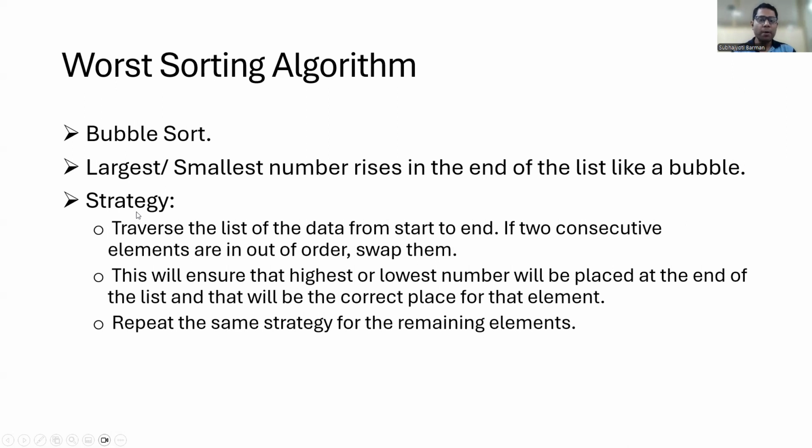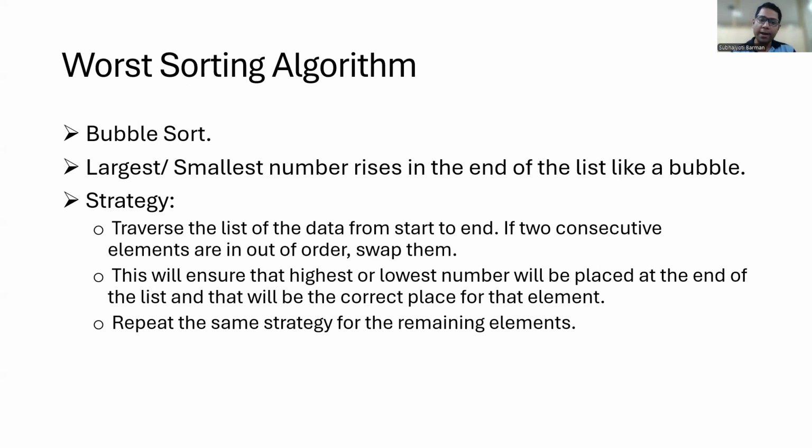The strategy of bubble sort is very simple. We have to traverse the data from left to right. I'm considering that we want to sort the data in ascending order. If we find any two consecutive elements out of order, we will swap them. This strategy will ensure that if we complete this for one iteration, it will place the highest number in the last position.